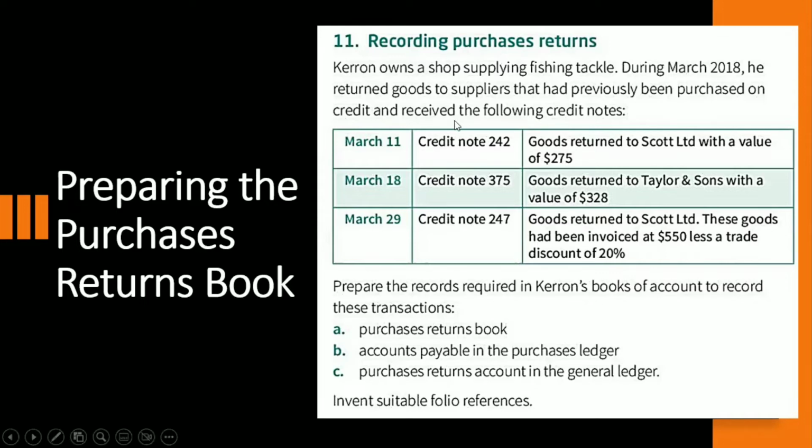And once you receive credit notes, remember, those are recorded in your purchases returns book. What you're required to do is to prepare the records required in Karen's books of account to record these transactions. A, purchases returns book. B, accounts payable in the purchases ledger and the purchases returns account in the general ledger. And you're asked to invent suitable folio references. Bear in mind that for this session, we're only going to focus on A, which is preparing the purchases returns book. So let's move to our worksheet where we will get that done.